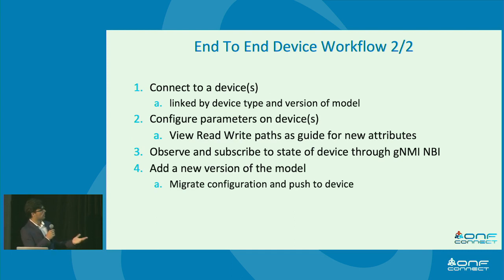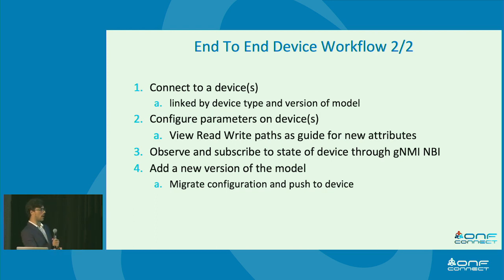So, again, as I was saying, you connect to a device, you link it to the device type and the version of the model. Then, at this point, you have an initial configuration on it, you have it connected, and you can configure the parameters on that device. You can view the read and write paths as a guide for new attributes.